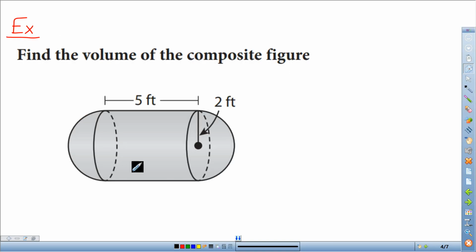Okay, this one's asking us to find the volume of the composite figure. All right, and basically all a composite figure is a figure or a solid made up of multiple shapes. And you guys can see on this one, we have half of a sphere here, half a sphere over here, and then in the center, we actually have a cylinder.